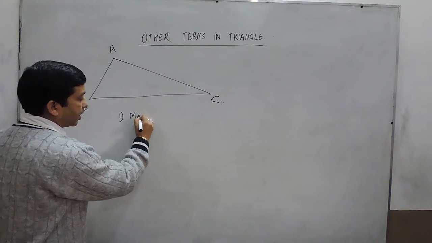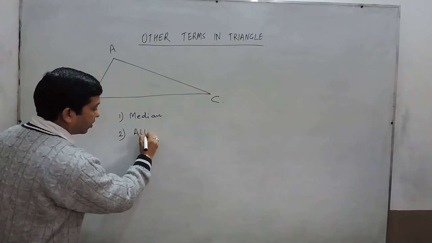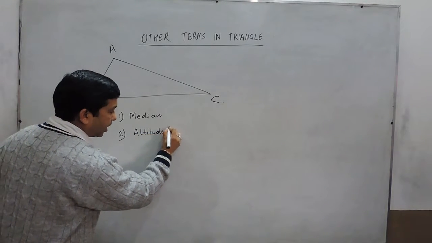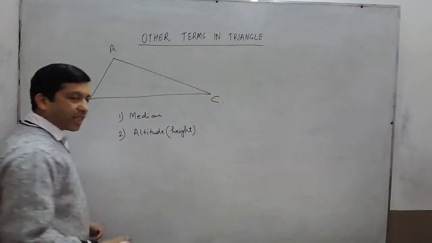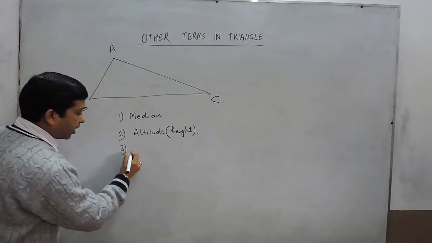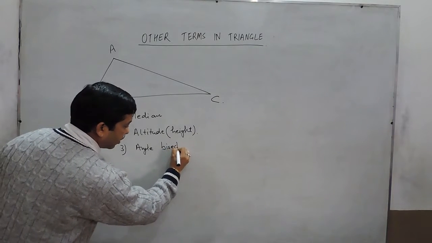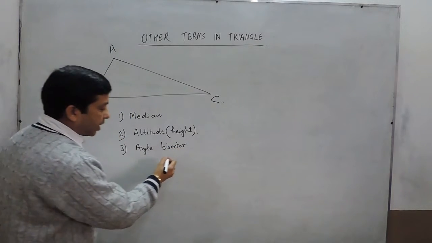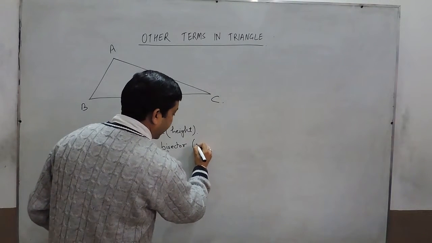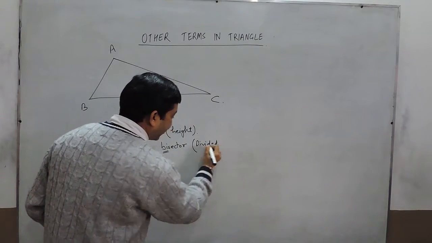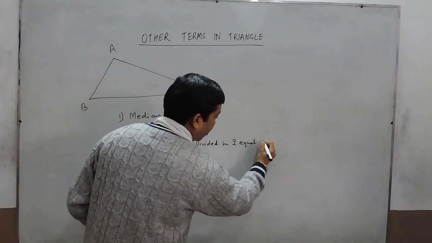First is the median. Second is the altitude, and with this altitude we can also say this is actually the height of the triangle with a specific base. Third is the angle bisector. Now when I am saying bisector, that means divided into two equal parts. This is the meaning of bi, divided in two equal values.